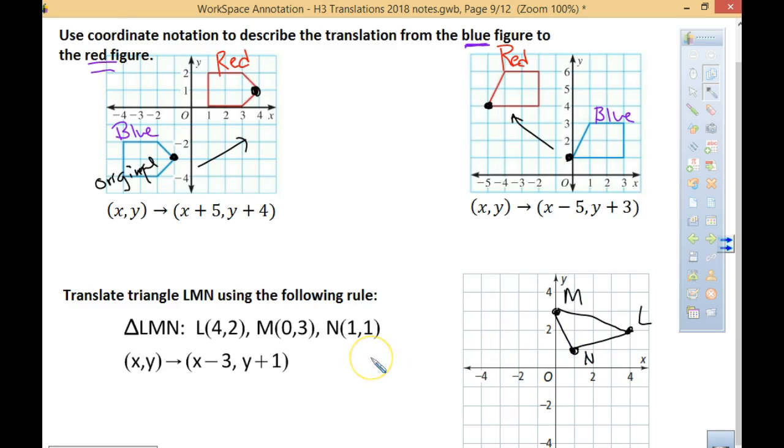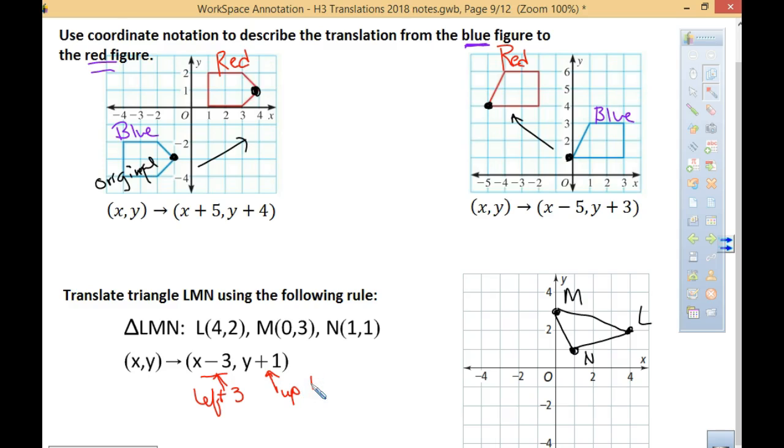It now says take each of your points and move them. What is x minus 3 telling us? To the left 3. And this is telling us to go up 1. Okay? So I'm going to draw the new one.